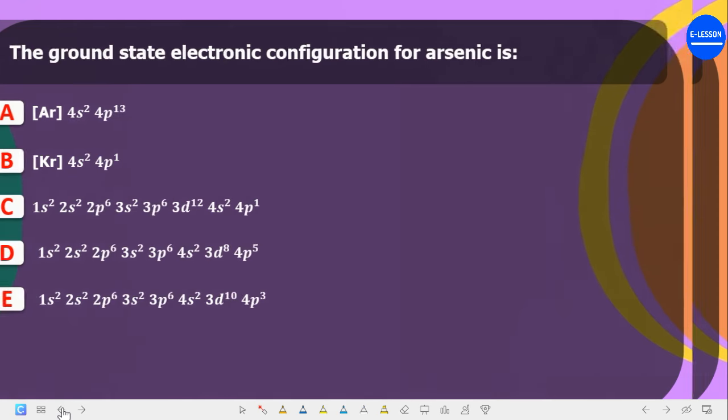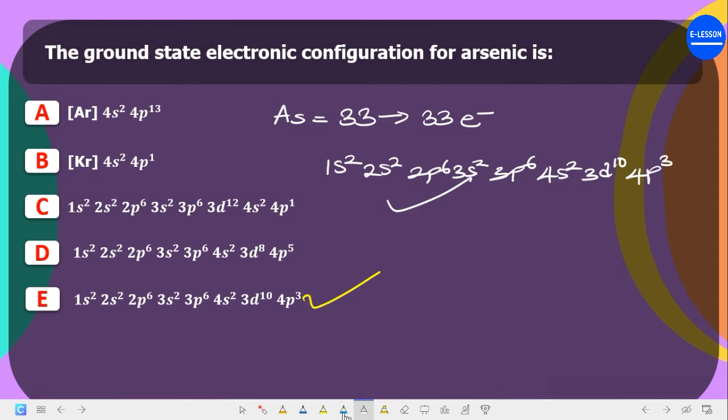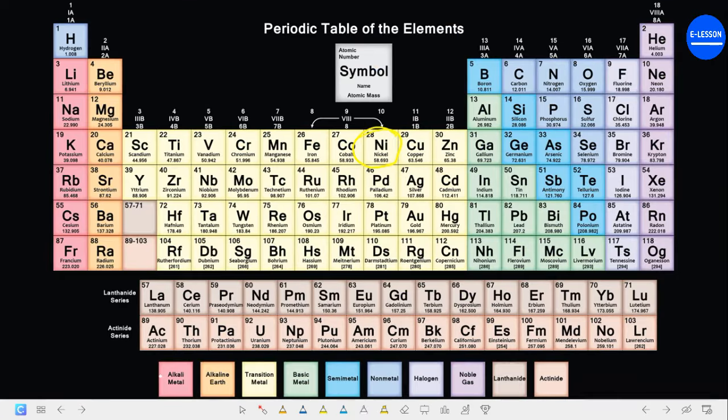So you now come here. Which of the noble gases is nearest to nickel? Let me look at the periodic table. This is where nickel is. The noble gas nearest to nickel is argon. That means the noble gas that comes before nickel is argon. After that, you have krypton in front, but the one that comes before is the one we take cognizance of, which is argon.